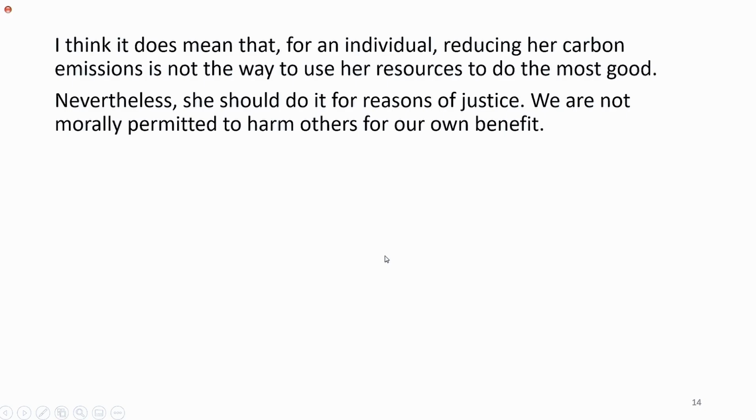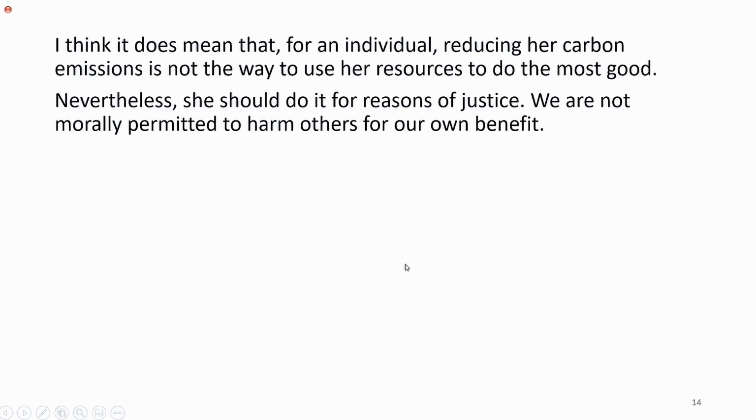So what should we conclude from that? Well, you might think we should conclude that resources should not be put into reducing emissions, but instead into other means of extending lives. Well, I think it does mean something like that for an individual. If you've got some resources as an individual and you want to put them into saving lives, well, doing it by reducing your emissions is not the best way of doing it. You could do it by insulating your house and in various other ways, but you would do more good to give the money to tuberculosis charities, say. Nevertheless, I think we should reduce our emissions, but that's not on the grounds of the amount of good that we achieve by doing it.